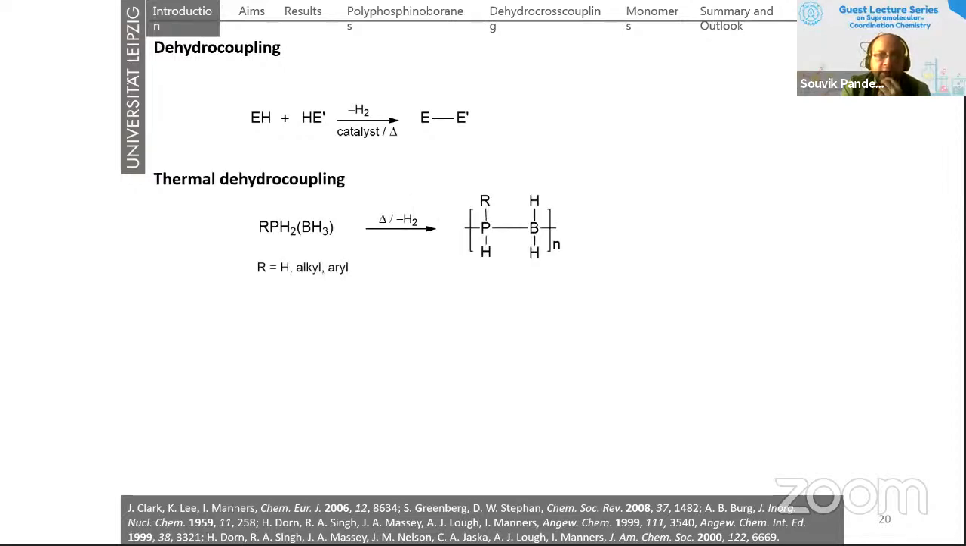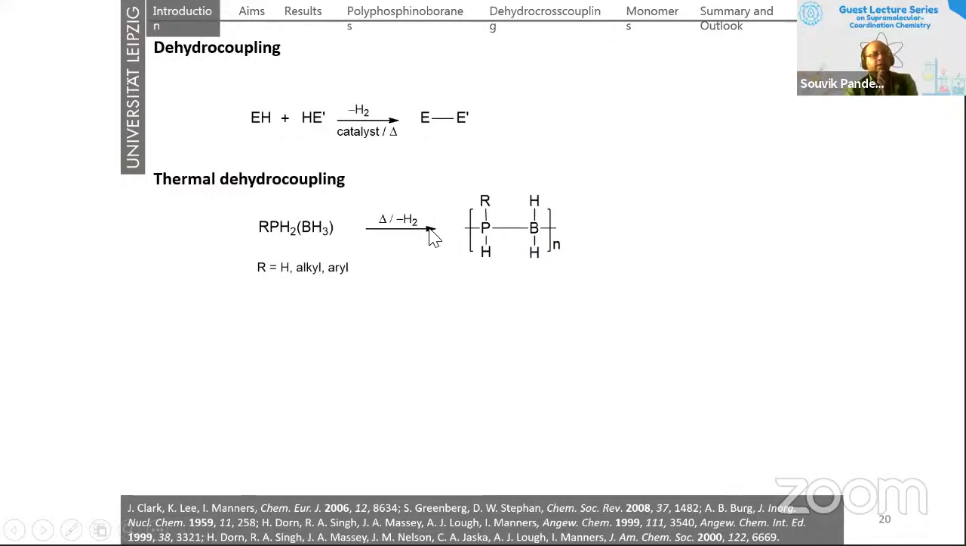In previous days, it has actually been seen that this dehydrocoupling was possible using just heating. You use a primary phosphinoboren compound and heat it to a very high temperature, like 250 degrees centigrade or 300 degrees centigrade. You need this much high temperature to get the polymerization. If you heat them, this hydrogen is removed and you get this polymer.